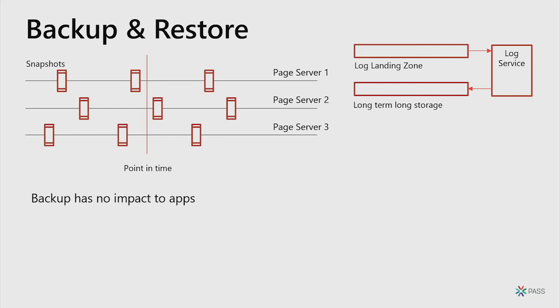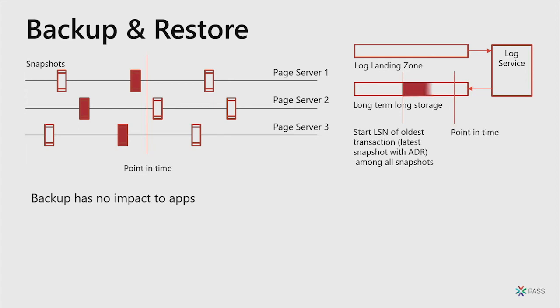So say you want to restore to a point in time where that line is drawn. It's a point in time X. Right? So what happens? We take the latest snapshot from each of the page servers up to that point in time X. And then we mark the long-term storage or landing zone to the transaction, the LSN, at that time X that you want to restore to. And that becomes your point-in-time restore.